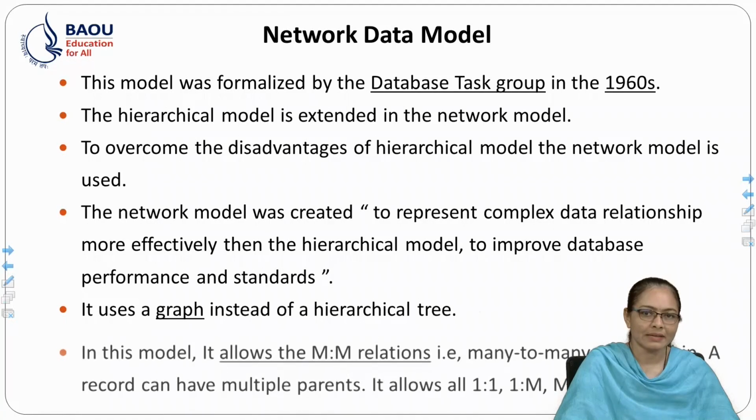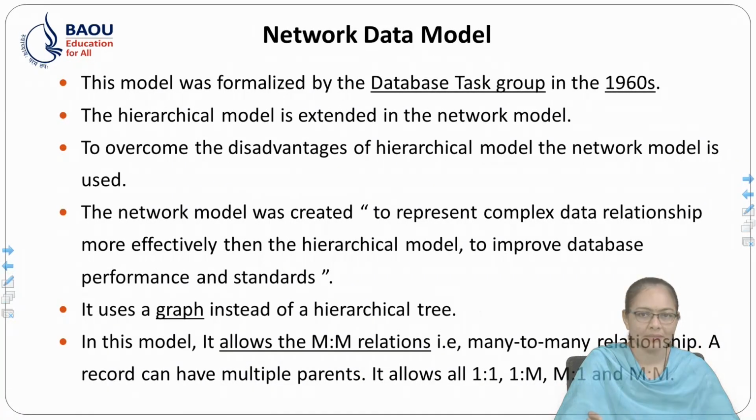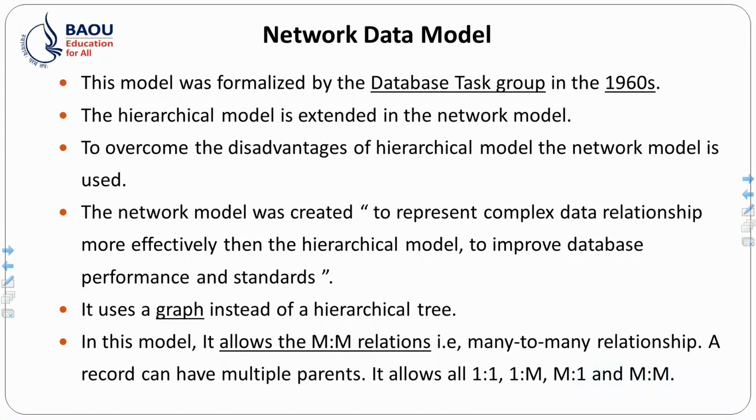A record can have multiple parents. It allows all the relationships like one-to-one, one-to-many, many-to-one and many-to-many. It supports all the relationships which are limited in the hierarchical model. Which relationship is limited? Many-to-many relationships are not possible in the hierarchical data model, which is possible or present in the network data model.